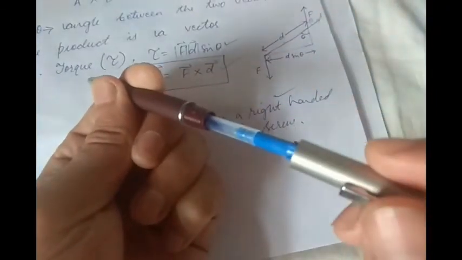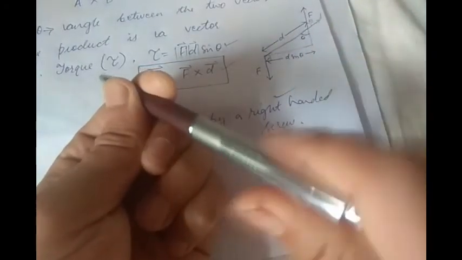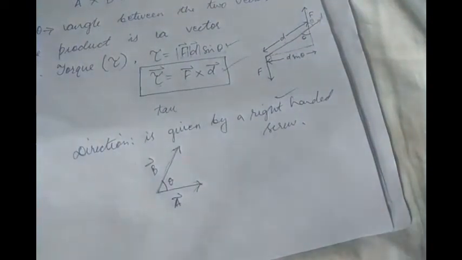Okay, so the cover of any water bottle works on the principle of a right-handed screw. Likewise this pen that I'm holding. I rotate it in the anti-clockwise sense, it comes out, it opens up. I rotate it in the clockwise sense, it goes in or gets tightened. So this is also working on the principle of a right-handed screw, remember.